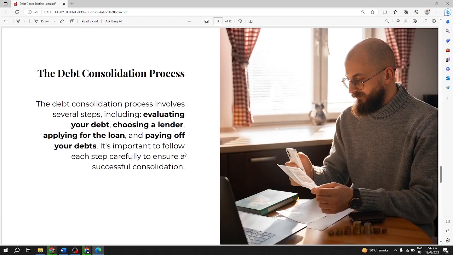So the next slide is the debt consolidation process. The debt consolidation process involves several steps, including evaluating your debt, choosing a lender, applying for the loan, and paying off your debts. It's important to follow each step carefully to ensure a successful consolidation.